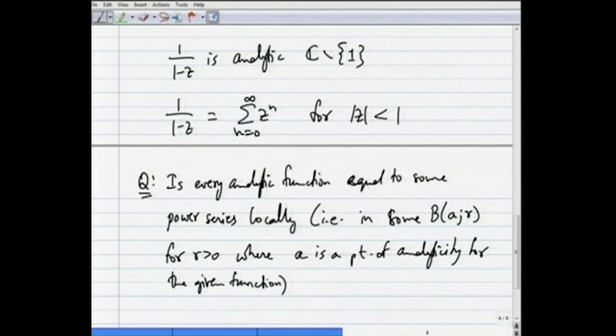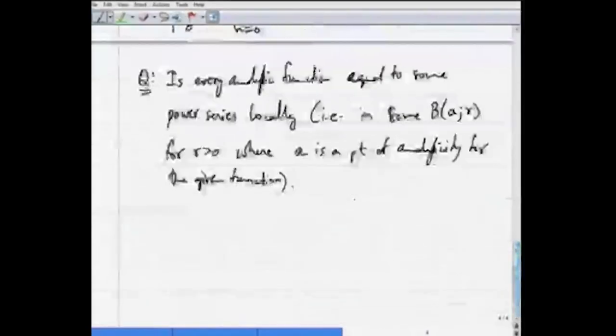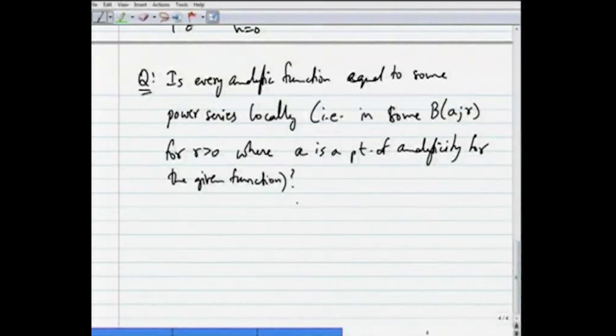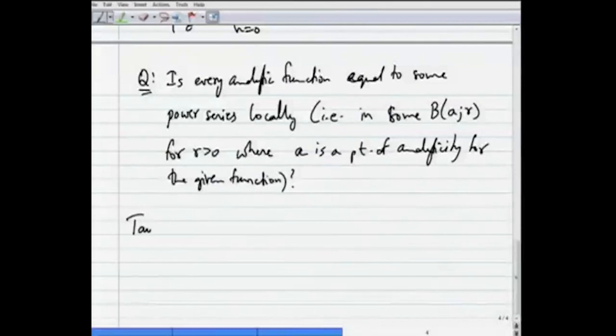Locally means that there is a small disk around the point of analyticity, of positive radius, such that a certain property holds. That is a local property, and the property we are interested in here is whether every analytic function is locally a power series. The answer to this question turns out to be yes, and this is answered by Taylor's theorem. Taylor's theorem tells us that every analytic function is locally a power series. So let us see what Taylor's theorem says. Here is the statement of Taylor's theorem.